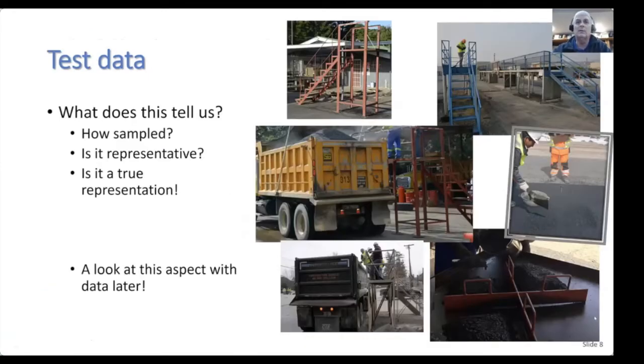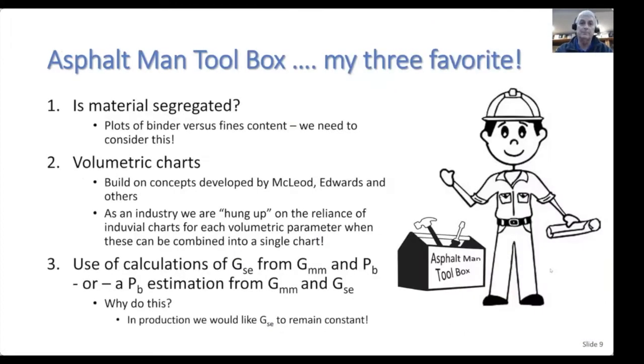When we look at test data, we have to ask ourselves what this tells us. How is it sampled? Is it representative? Is it a true representation? I'll look at some of these aspects later on. But one of the things that I'm always big on is making sure we get a good sample. How are the sample platforms at the plants? How is the sample actually being taken? What are the arrangements for quartering and dividing the sample afterwards? So we have to make sure we have a good sample to see what we're looking at.